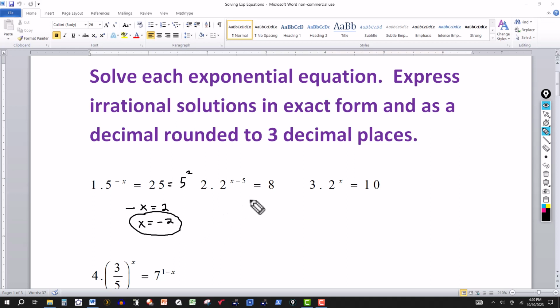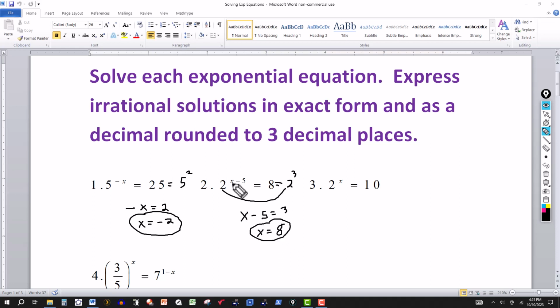Now for number 2, we can use the same property for this one, because 8 is the same thing as 2 to the third power. Got a base of 2 here and a base of 2 there. So the exponents have to be equal. x minus 5 has to equal 3. Add 5 to both sides here. Get x is equal to 8.